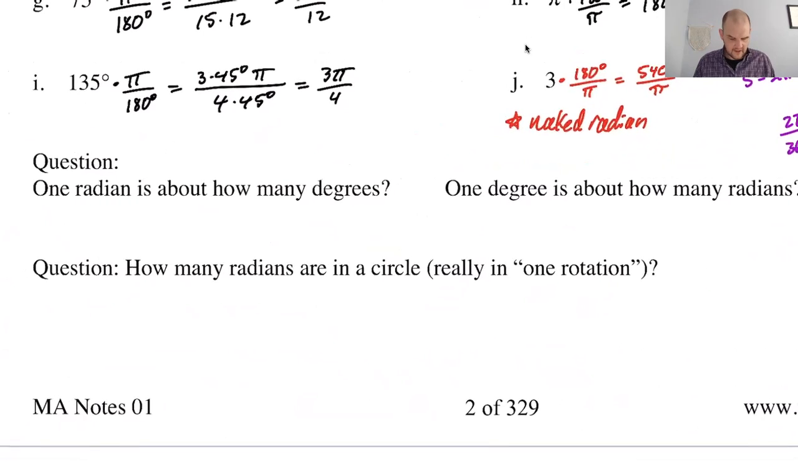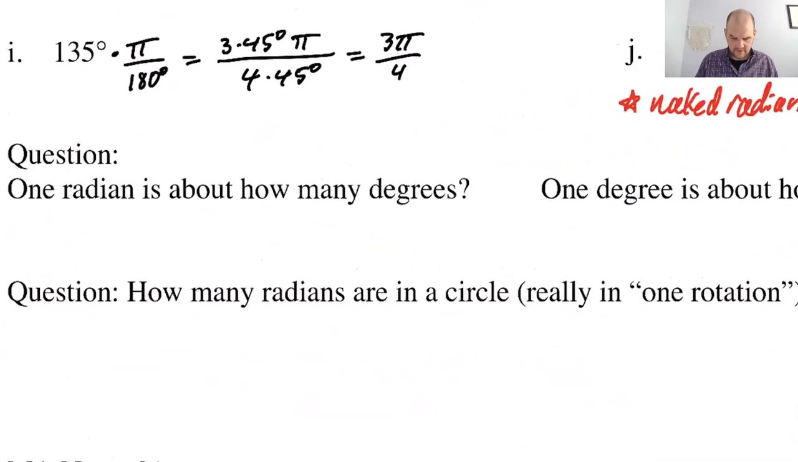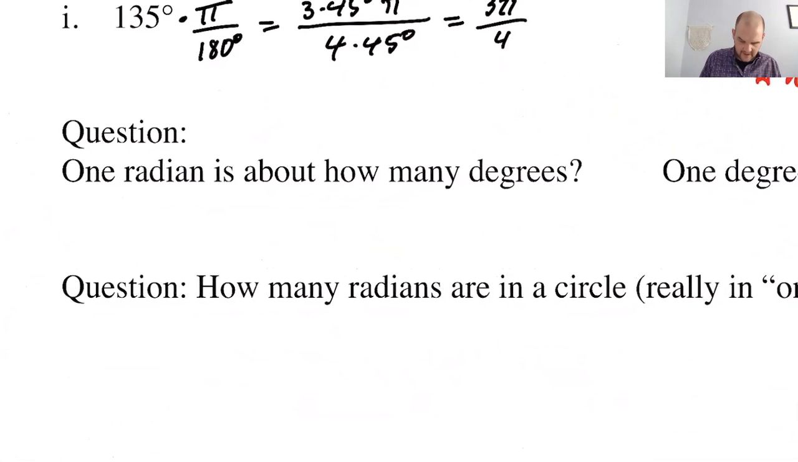All right, so let's see this. Questions. 1 radian is about how many degrees? Well, I'm going to need a calculator, but let's say 1 radian, start with 1, and then I'm going to convert to degrees. So to do that, I need to do times 180 degrees divided by pi. You never need to wonder what to do.